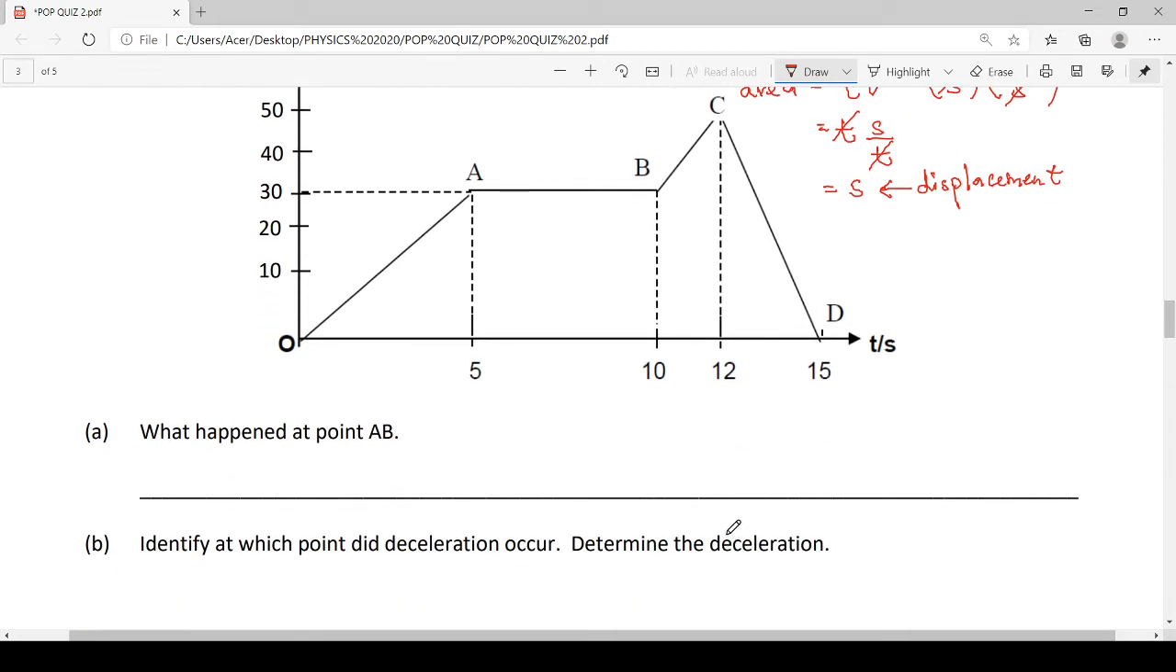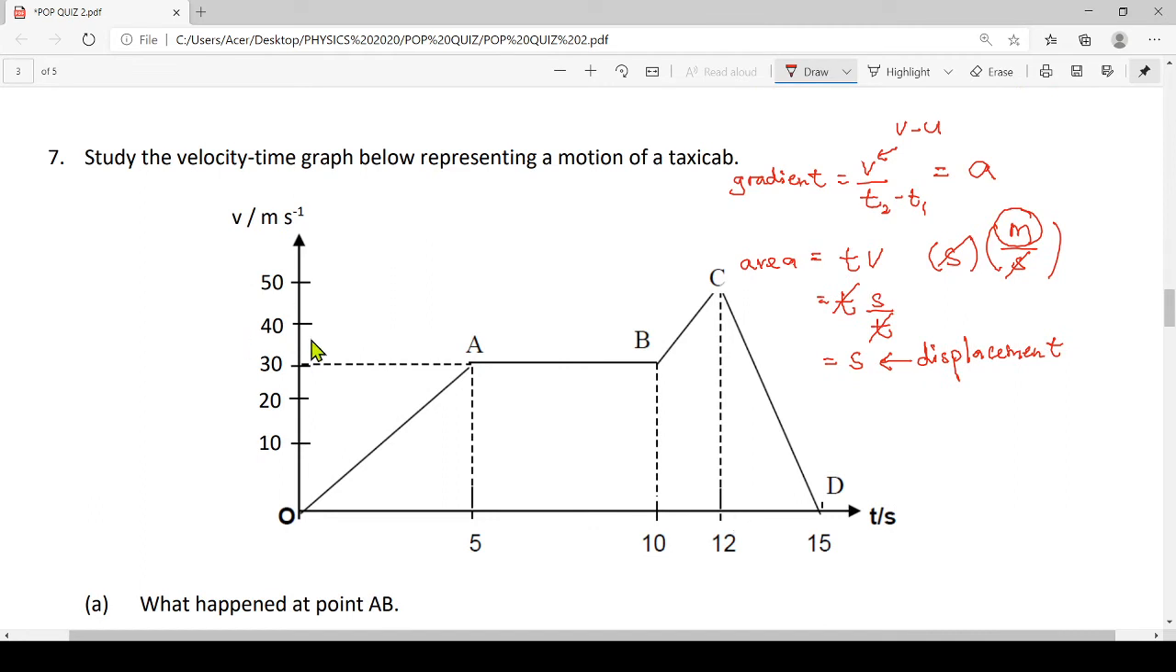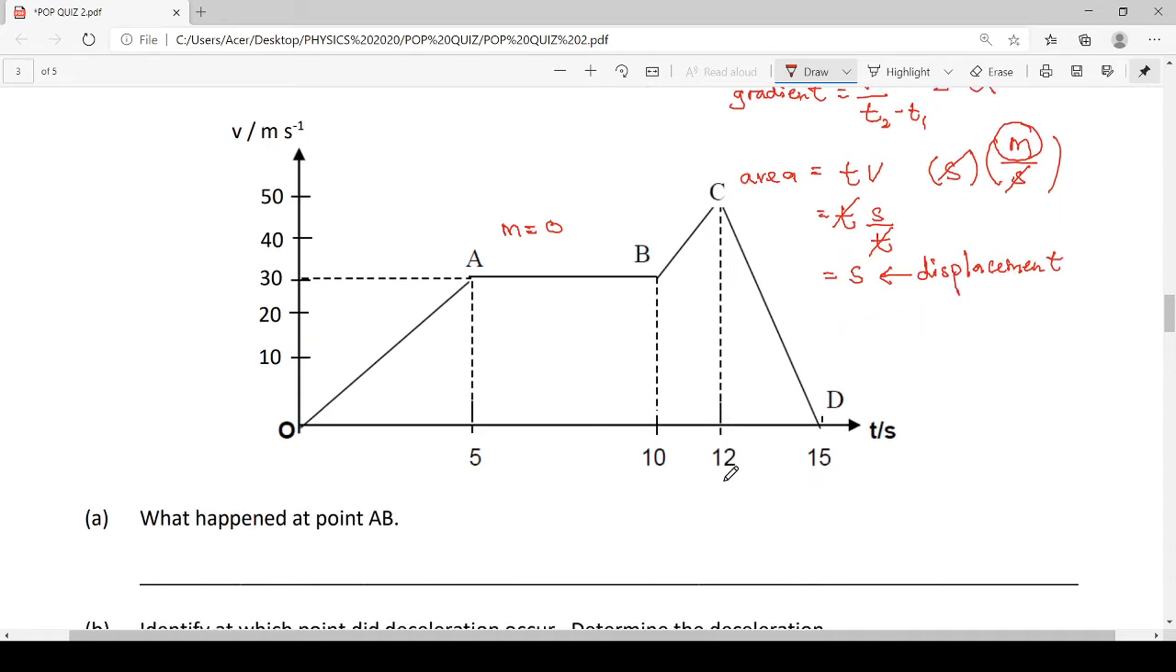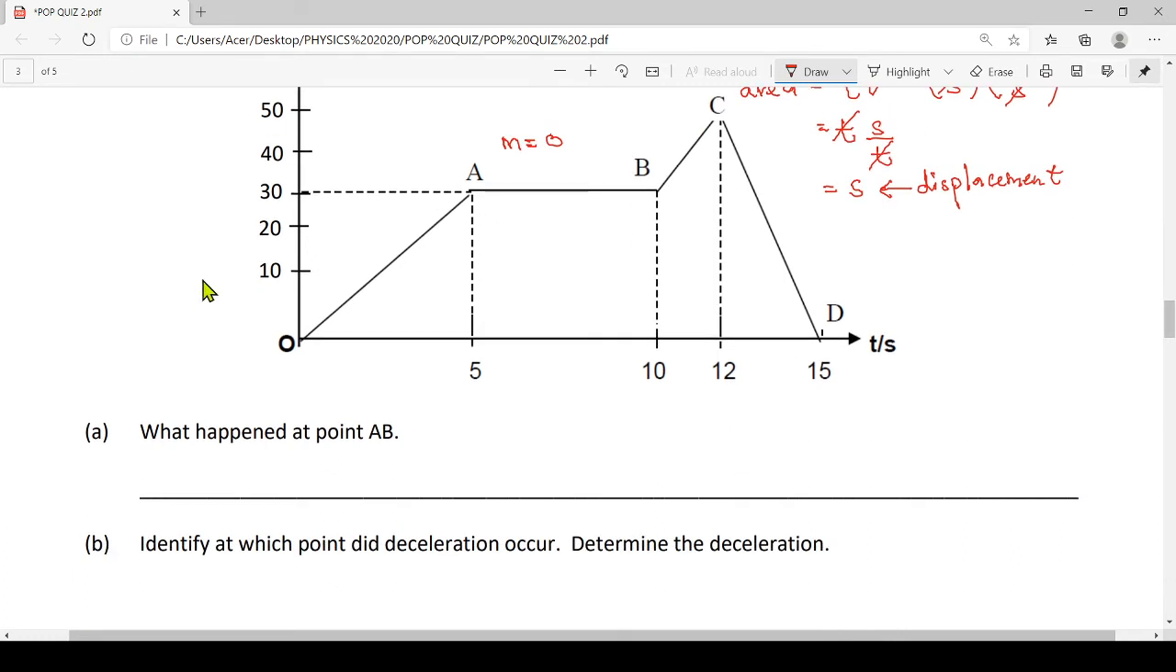What happened at point AB? At point AB, I have a flat line. So I know that my gradient is 0, right? So what is gradient just now? It refers to our acceleration. So what happened at point AB? The answer to the question would be it has 0 acceleration.